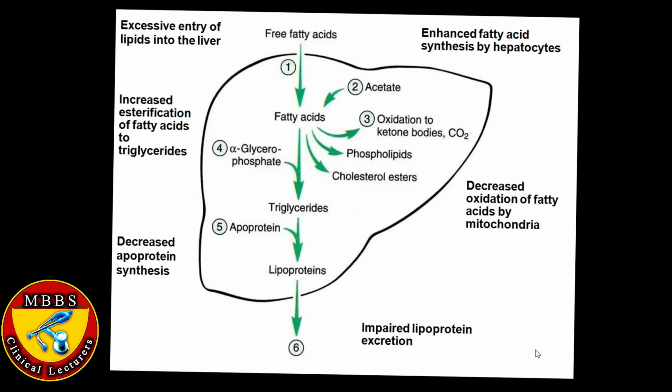This is a chart showing how free fatty acids enter, get oxidized, and get out of the liver cells. Free fatty acids enter the liver cells and turn into fatty acids. The fatty acids turn into triglyceride, and triglyceride is converted into lipoprotein and comes out. Enhanced fatty acid synthesis by the hepatocyte usually occurs due to this, or due to impaired lipoprotein excretion.